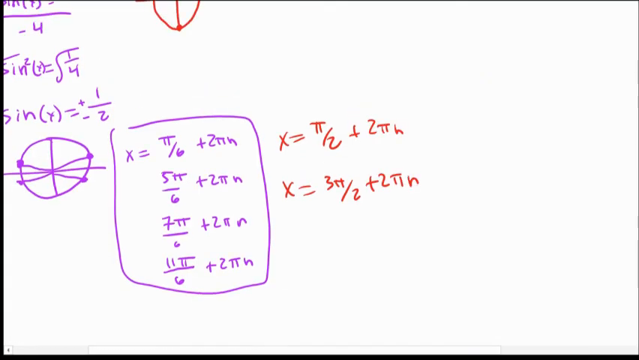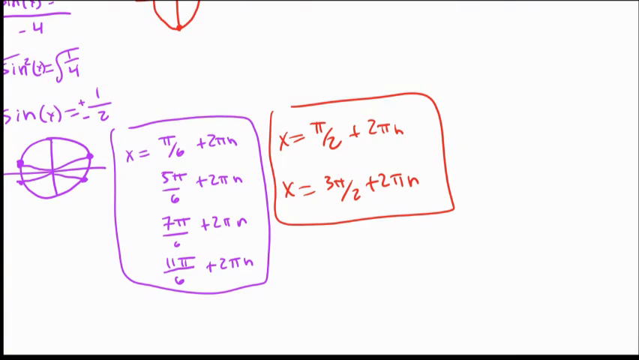So lots of different possible answers here, but I have to solve them individually. And then since it says all possible values, I'm going to add 2 pi n to each of those angle measures.